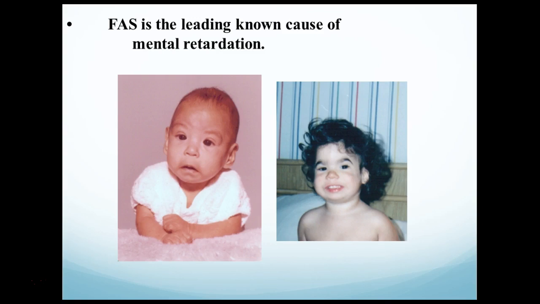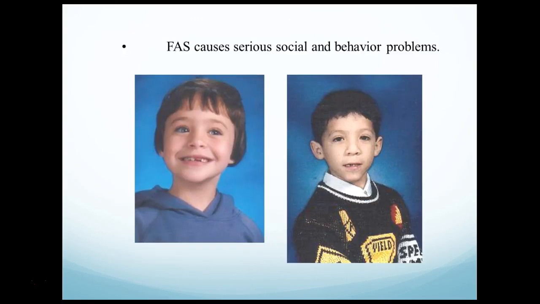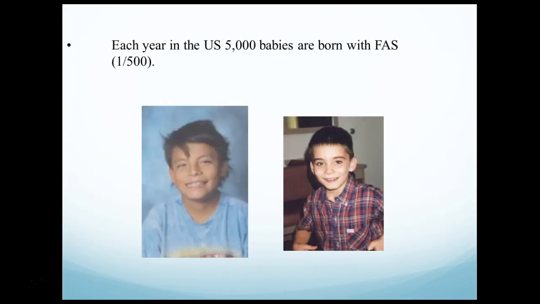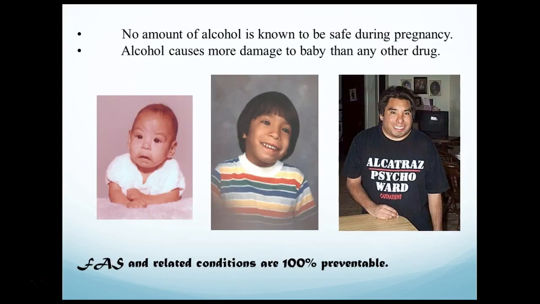FAS is the leading cause of mental retardation, like I said, and causes serious social and behavioral problems. Oftentimes they have different facial structures that clue us in that they might have FAS. I'm just going to leave this here and please go back and read it. It talks about a mom who has a child affected with FAS. Each year in the United States, 5,000 babies are born with FAS. That's 1 out of every 500. No amount of alcohol is safe to drink during pregnancy. Alcohol causes more damage to the baby than any other drug.